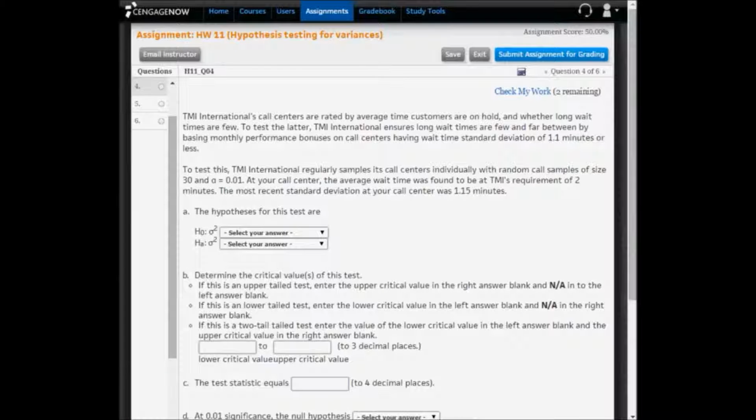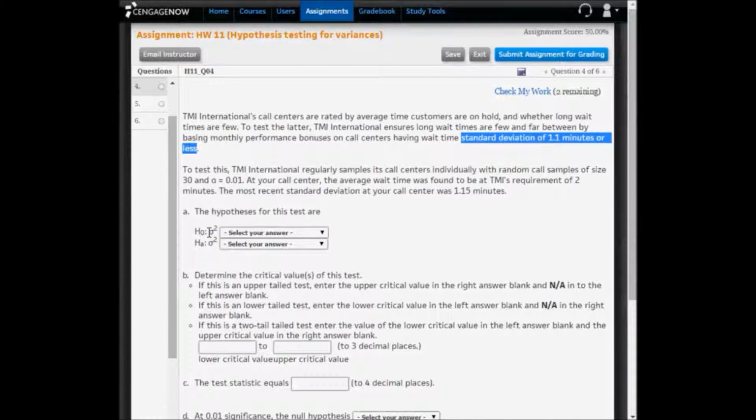In problem 4, we have another test of a single variance. Only this time, we want the standard deviation to be equal to 1.1 minutes or less. So that right there, that highlighted phrase, is the null hypothesis.